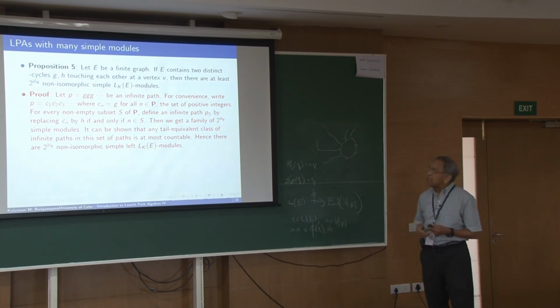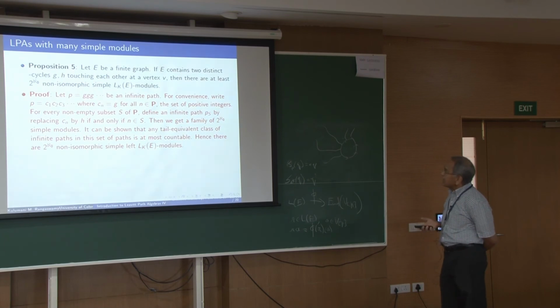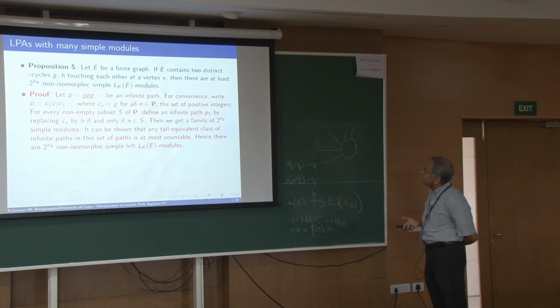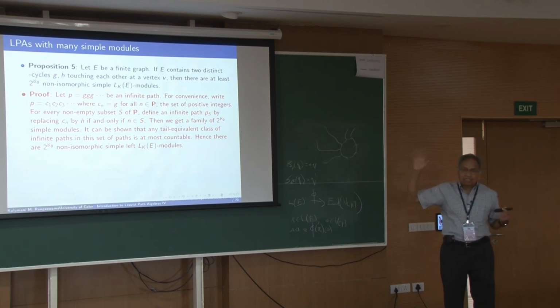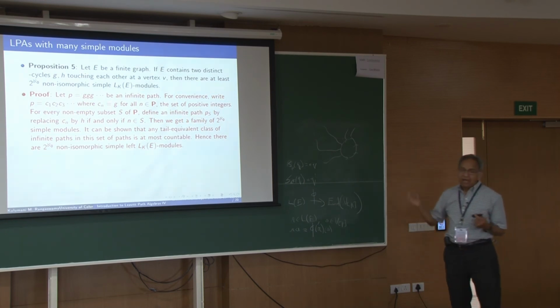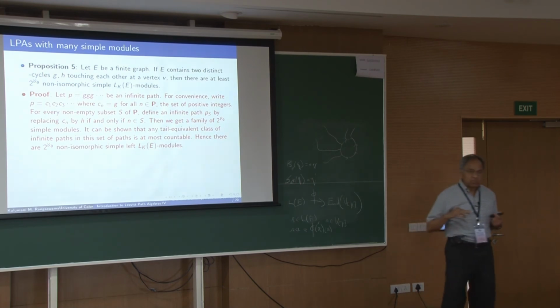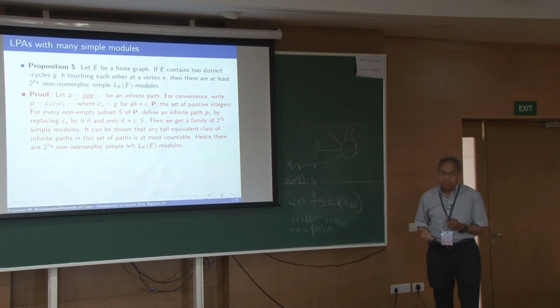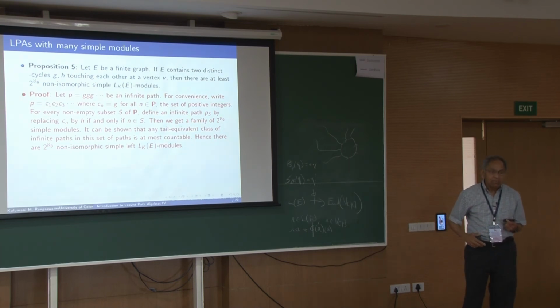So for convenience's sake, we index them by integers. Let's write P as C1, C2, C3, and so on, where each Cn is G, for all positive integers n. Then for every non-empty subset, just arbitrarily pick a subset of positive integers, and at those places whose integers belong to that subset, you replace G by H. And you know there are 2 to the aleph-naught subsets of positive integers, so certainly you get 2 to the aleph-naught many simple modules.